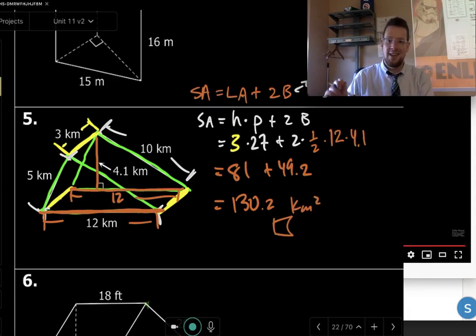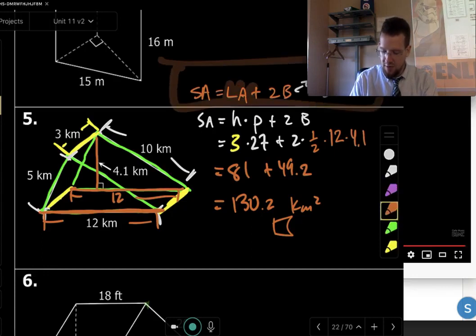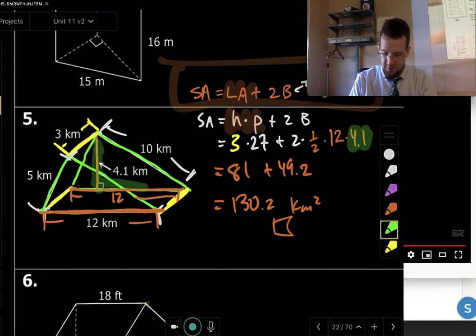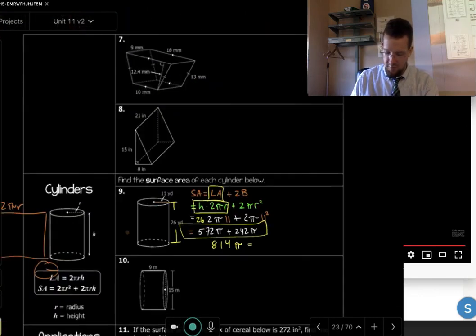So again, the idea here is you need to look at what is my lateral area? Because your lateral area is going to be the height of the figure times the perimeter, not the height of the base. And the height of our base is different than the height of the figure. The height of the base is this one, right? All right, let's look at one more figure here.